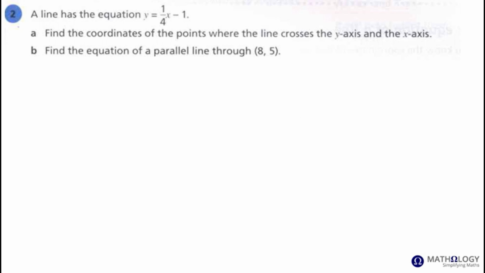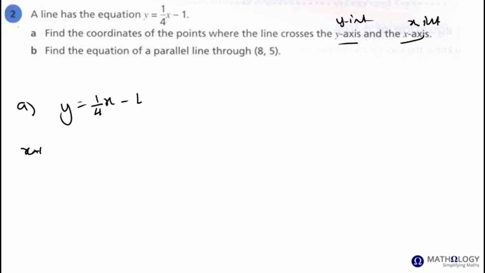The line has the equation y equals a quarter x minus 1. Find the coordinates of the points where the line crosses the y-axis and the x-axis. In other words, they're asking us for the intercepts with the axes. And then find the equation of a line that is parallel to the given line that passes through the point (8, 5). Okay, so y equals a quarter x minus 1. To find the y-intercept and the x-intercept, we're going to use the dual intercept method.